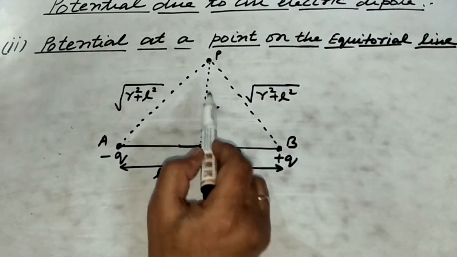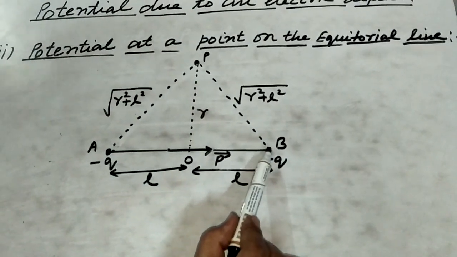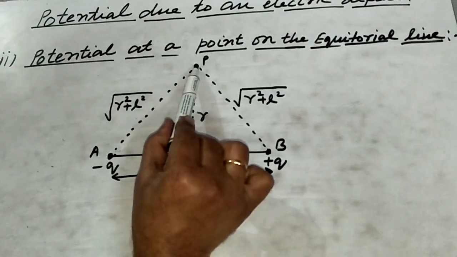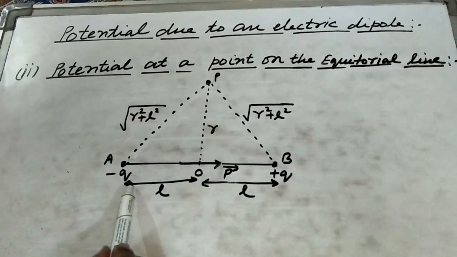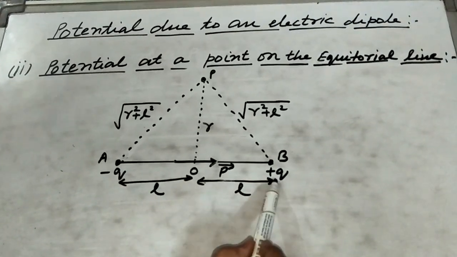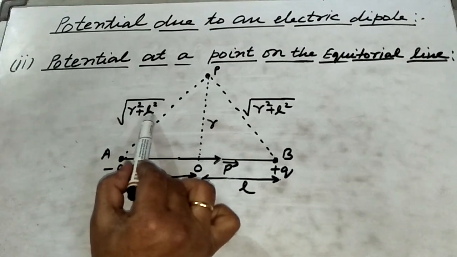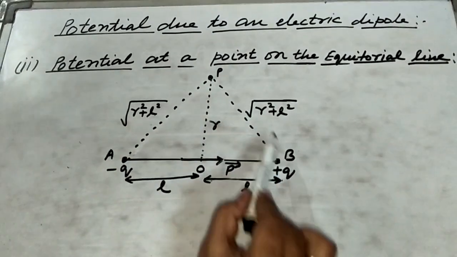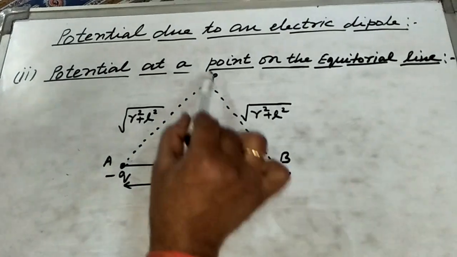So again we calculate the electric potential at point P due to this charge plus Q, and in the same way the electric potential at point P due to charge minus Q. As you know, this distance is L, this one is also L, this distance is r. So AP is root r square plus L square, and BP is also root r square plus L square. It means AP is equal to BP.